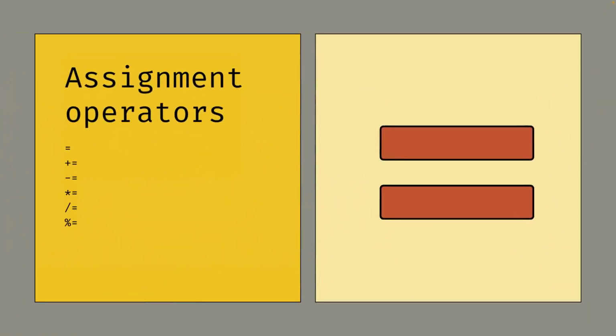Java also has assignment operators. The most basic assignment operator is the equals sign. We have seen this already when we were assigning a value to our variables. There are combined assignment operators as well.